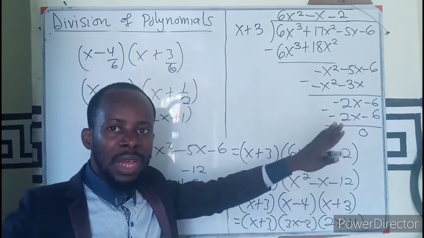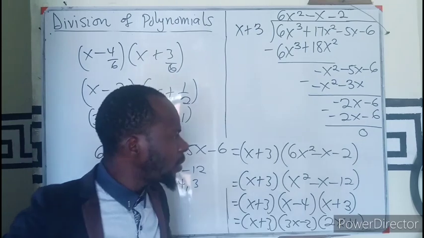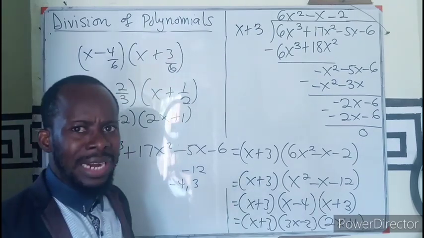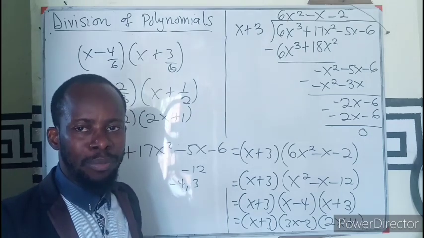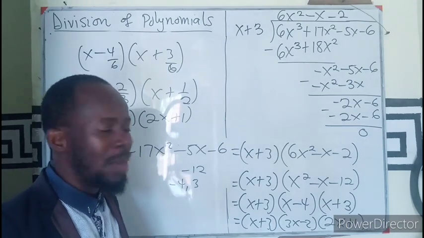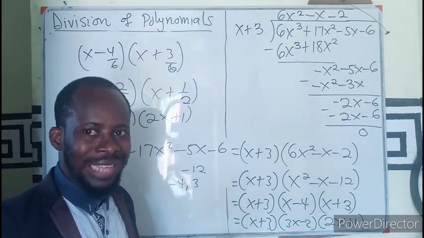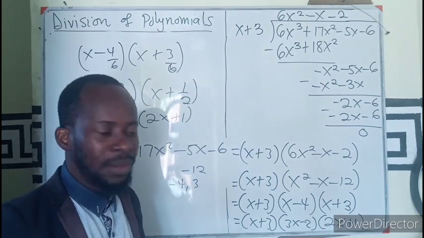meaning there is no remainder. Alright, so these are all under division by long division. So we will do more examples in the subsequent episodes so that you understand the whole concept clearly.